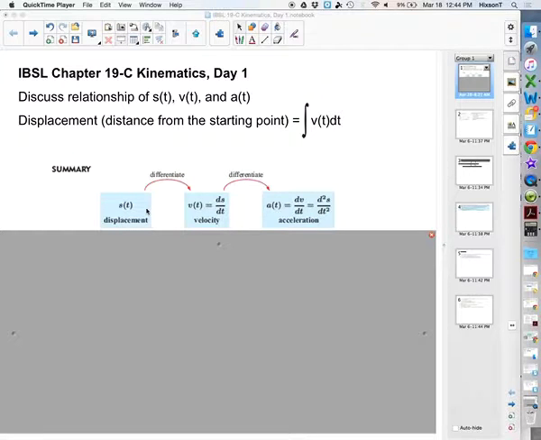The displacement, we would take the derivative of to find the velocity. Then we take the second derivative of our displacement to find acceleration. And you can see the various notation here. Okay?